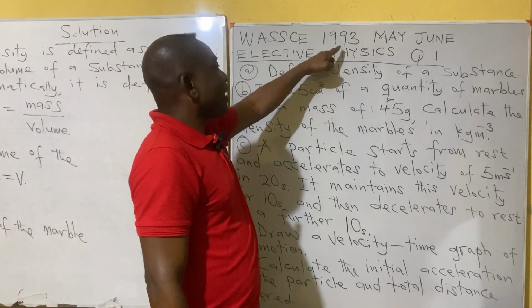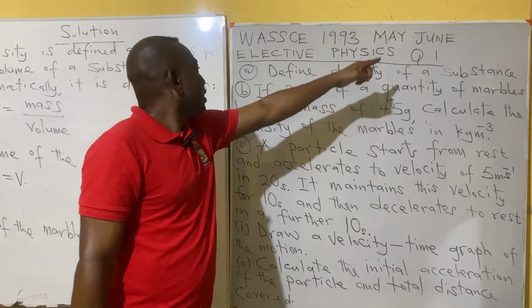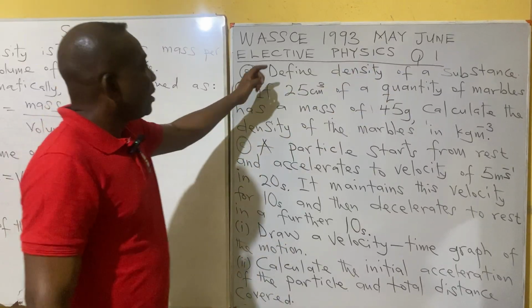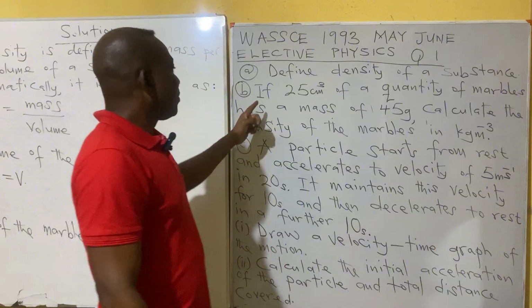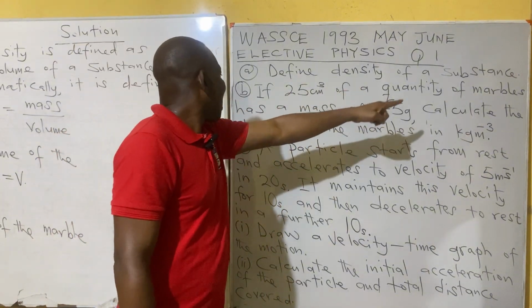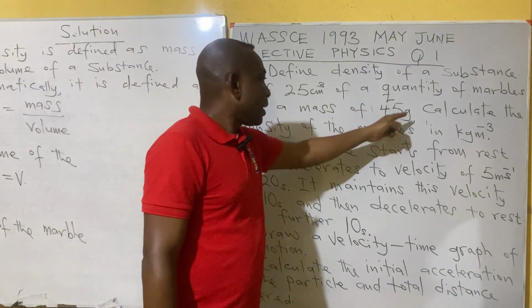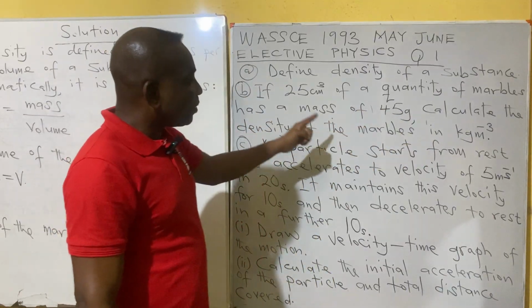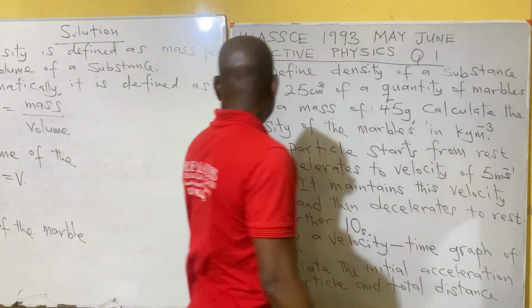WASSCE 1993, May-June, Elective Physics. Question number 1. A. Define density of a substance. B. If 25 centimeter cube of a quantity of marbles has a mass of 45 grams, calculate the density of the marbles in kilogram per meter cube.